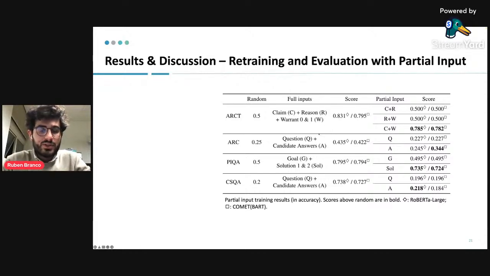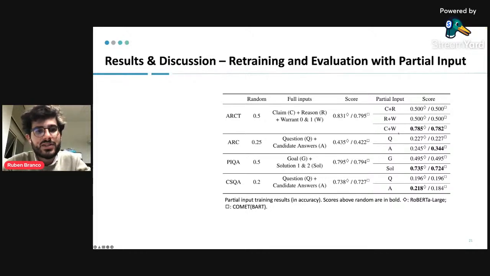So here are the full inputs for each experiment. Each dataset: the argument reasoning comprehension task, the AI2 reasoning challenge, physical interaction Q&A, and common sense Q&A. Here are the full inputs they have, and here are the best scores we obtained in the last experiment, for RoBERTa Large, which has a diamond, and for COMET-BART, which has a square. And there's a partial input. Basically this means that we trained a new model with just the claim and the reason without the warrant, the reason and the warrant, so without the claim, and the claim and the warrant, so without the reasoning.